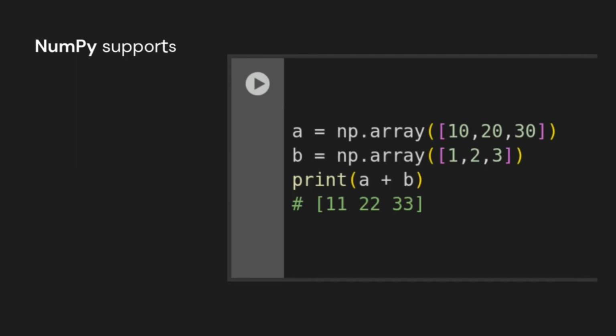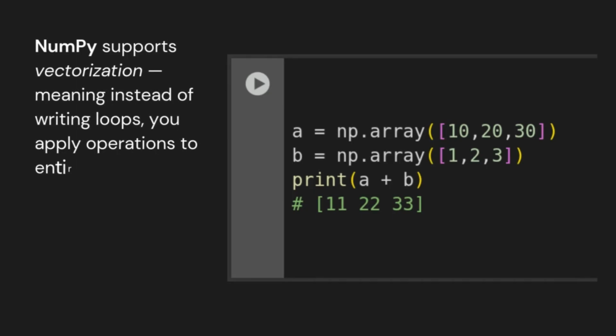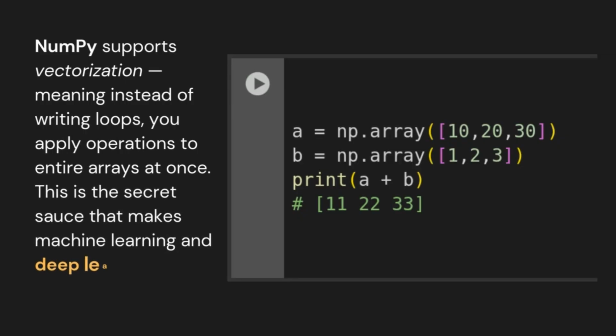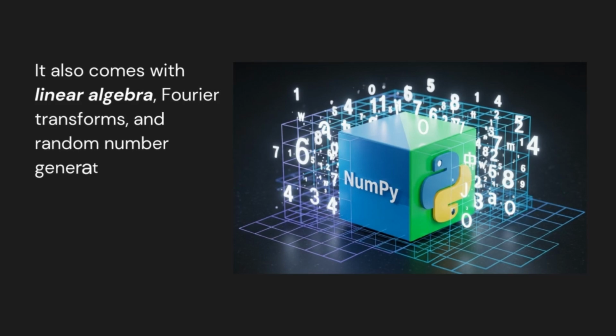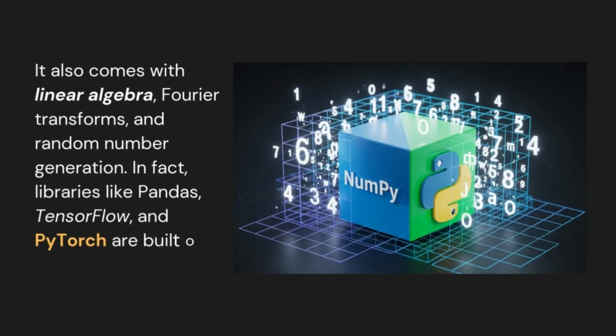Why it's powerful. NumPy supports vectorization, meaning instead of writing loops, you apply operations to entire arrays at once. This is the secret sauce that makes machine learning and deep learning possible. No loops, just clean math. It also comes with linear algebra, Fourier transforms, and random number generation. In fact, libraries like Pandas, TensorFlow, and PyTorch are built on top of NumPy.